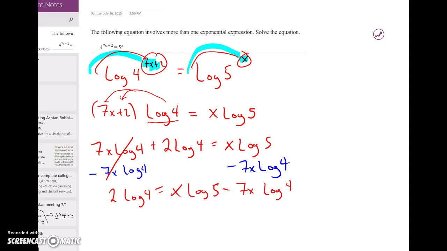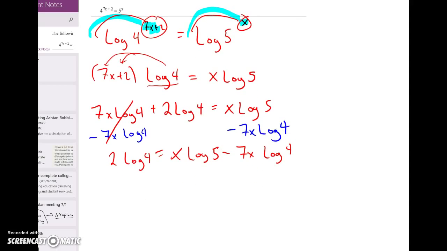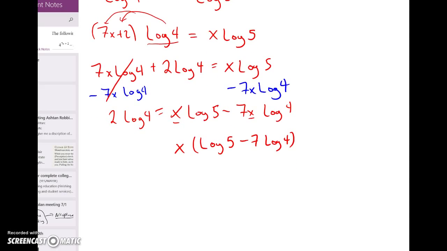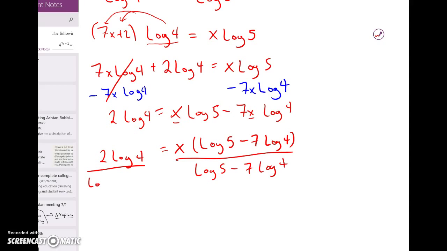And then what we're going to do right now is factor an x out of this right-hand side. You see these each have an x in common. So we're going to take an x out, and what's going to be left there is log 5 minus 7 log 4. And then the left-hand side stays the same, right? We still have 2 log 4. And now I divide both sides by log 5 minus 7 log 4. These cancel out, and so that's my final answer.